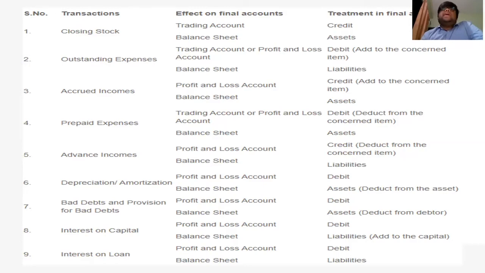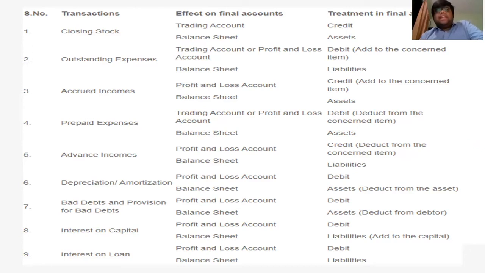The next one is bad debts and provision for bad debts. So the uncollectible or irrecoverable amount of debtors is known as bad debts. The amount of provision which is created for uncollectible debtors is called provision for bad and doubtful debts. These are losses of the business, so they are deducted from the debtors on the asset side of the balance sheet and shown on the debit side of the profit or loss account.